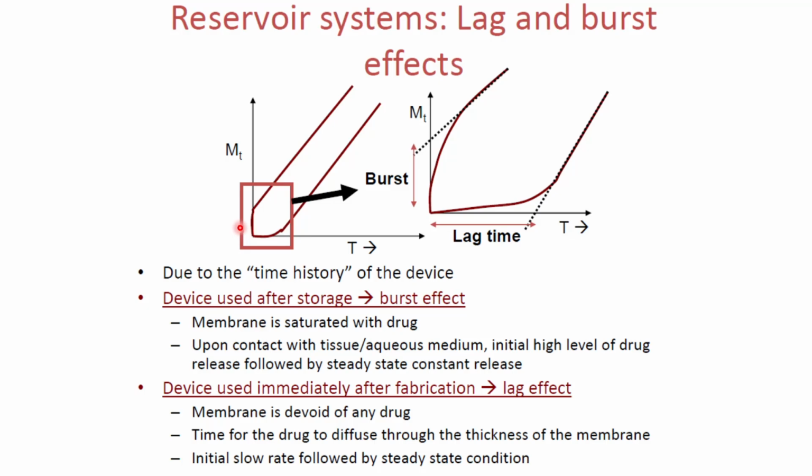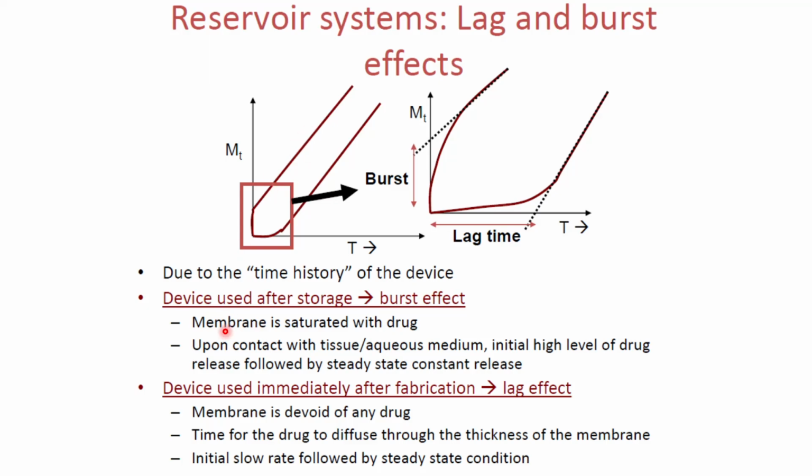So that's where you see this burst effect. Ideally, if you take a graph of drug release versus time, you should be getting a linear curve which starts from the origin. Instead of that, at time zero itself, a large amount of drug will be released, and then your steady state will follow. This is the burst effect.